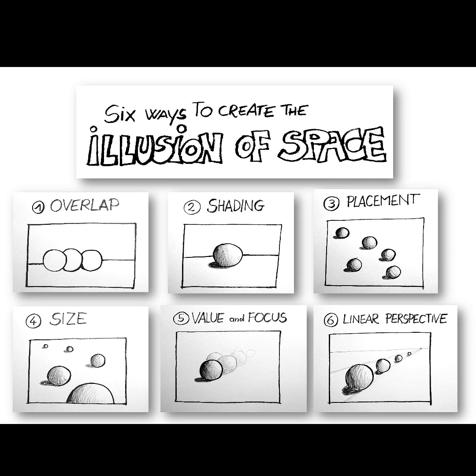Number 5, value and focus. The things up front should be darker. They should be more in focus than the objects that are further away because they're harder to see. Number 6, linear perspective. That's also in correlation with size. As you create the illusion of depth, you want to make sure things are getting smaller as if they're going back towards a vanishing point.